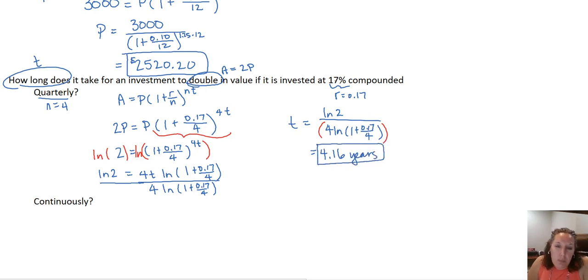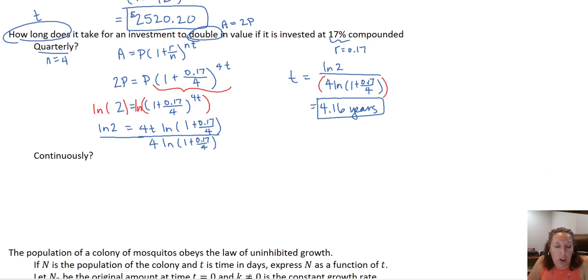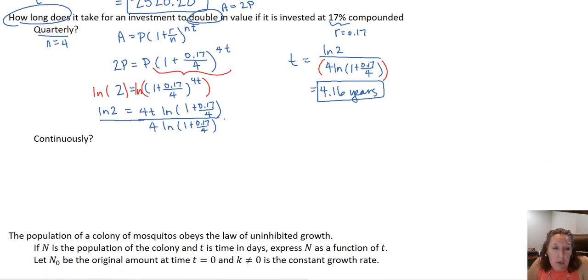So with 17% interest, it's not going to take too long for that investment to double. And as we saw, our first step is to divide by that P, so it doesn't matter whether we're talking about an investment of $1 or an investment of $1 million. It's going to take the same amount of time to double.